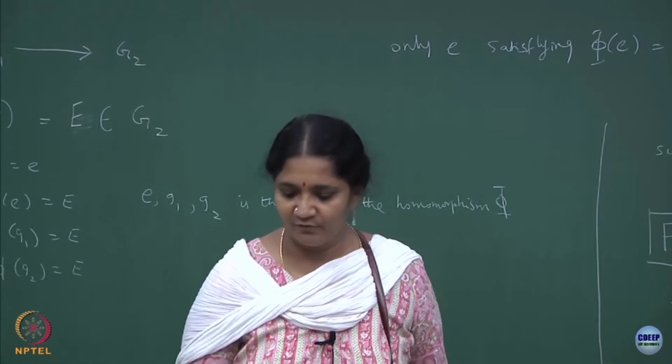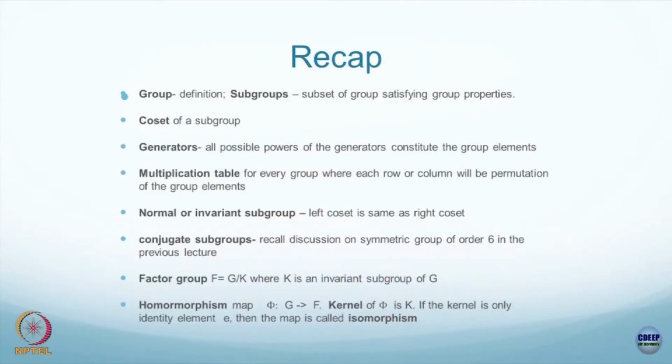Okay, so just to recap, I have already done groups, subgroups, then coset of a subgroup. Coset is always associated with a subgroup, and all possible powers of the generators will constitute the group elements. We discussed this in the last lecture. I also told that for every group you can write a multiplication table along row and column. It will be some permutations of the group elements, but all the elements will be there along a row or along a column.